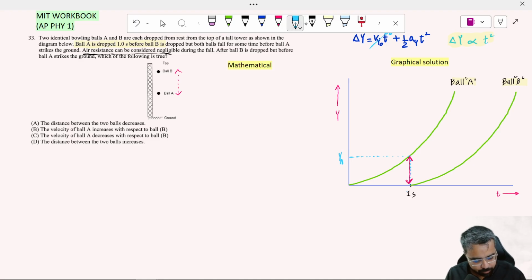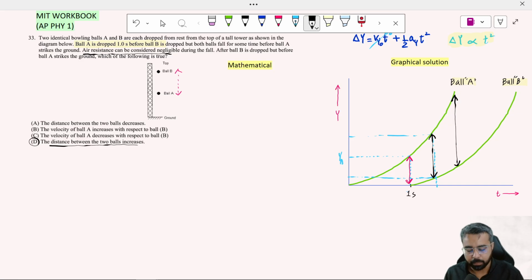And if I go further, let's say this is some time which is of course more than 1 second, this is the position of ball B and this is the position of ball A. You clearly see that now the separation of both balls has increased, and as time goes on the separation keeps increasing. So the distance between the two balls increases. That's why option D is the right answer.